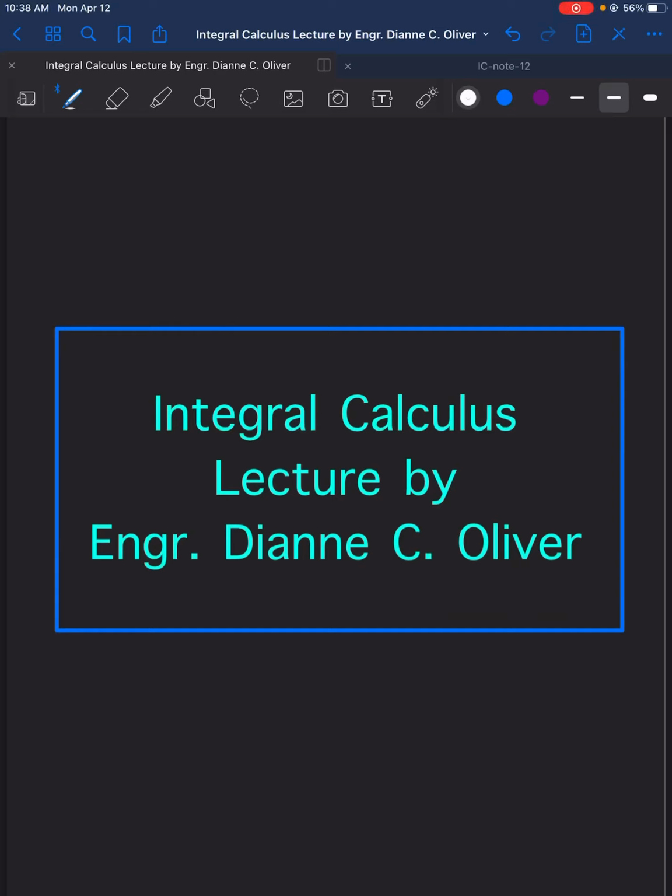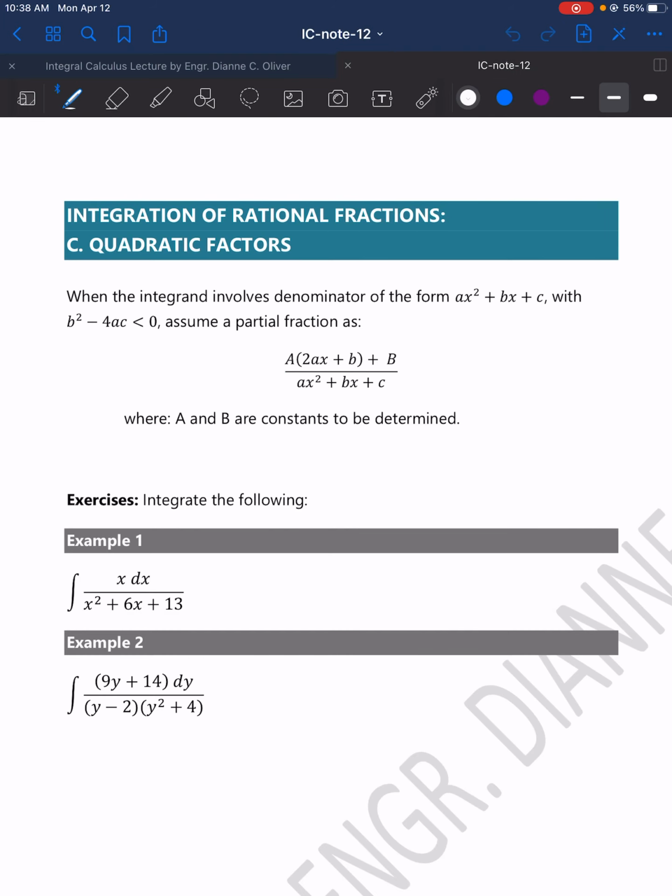Let's have our lecture video in integral calculus with the topic integration of rational fractions. The third one, quadratic factors.